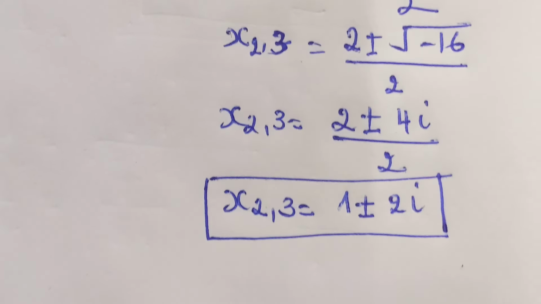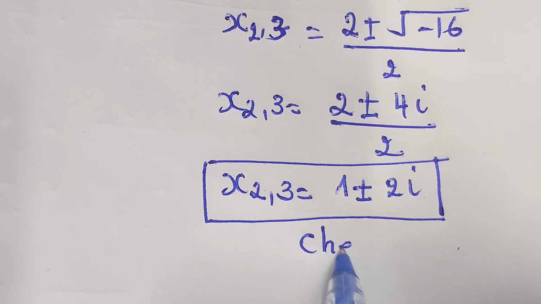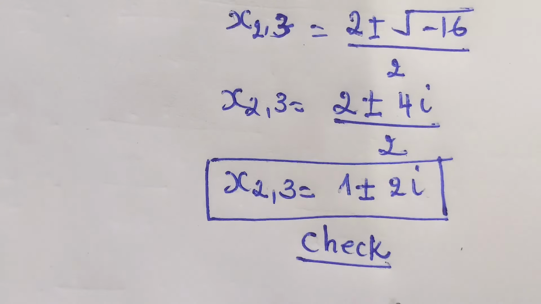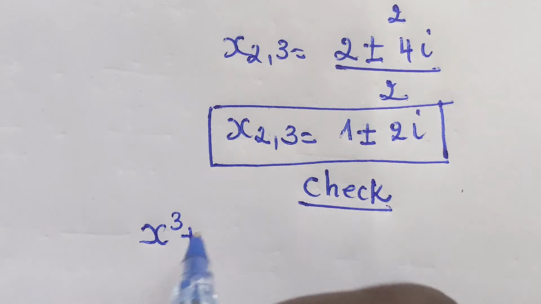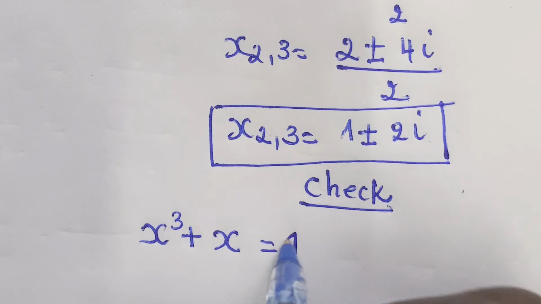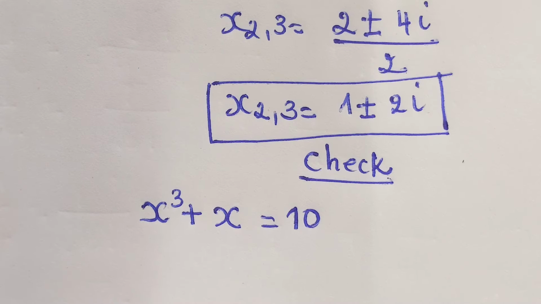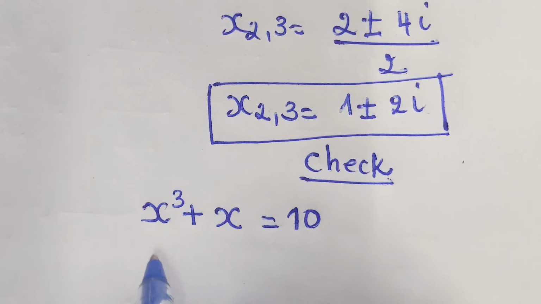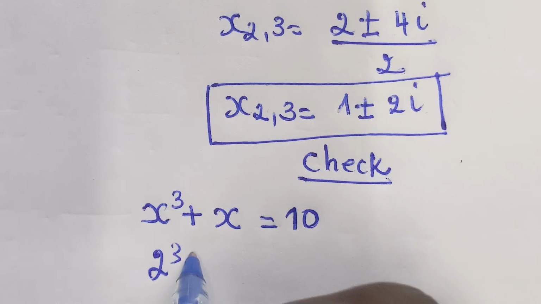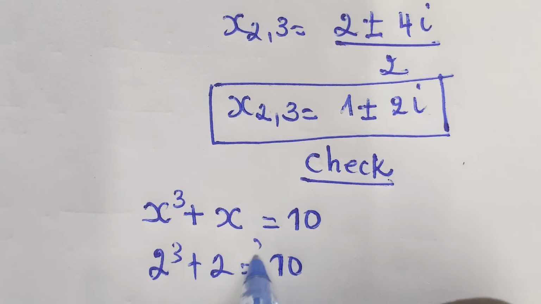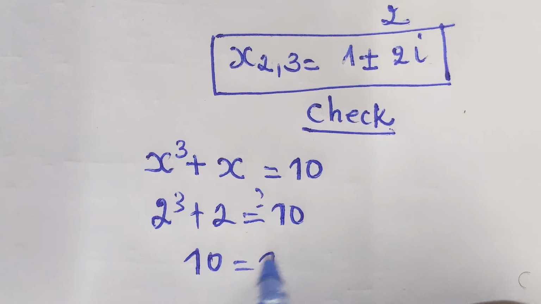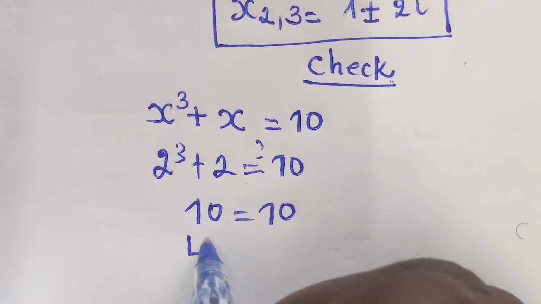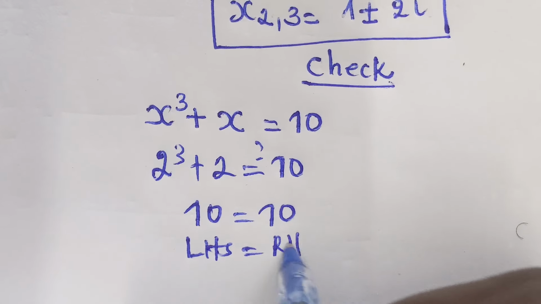As the final answer, by checking if our answer is correct, x^3 + x = 10. So what you have to do right here: we have x equal to 2, to mean that 2^3 + 2 equals 10, question mark. This is 8 + 2, 10 over 10, so that left hand side equals right hand side.